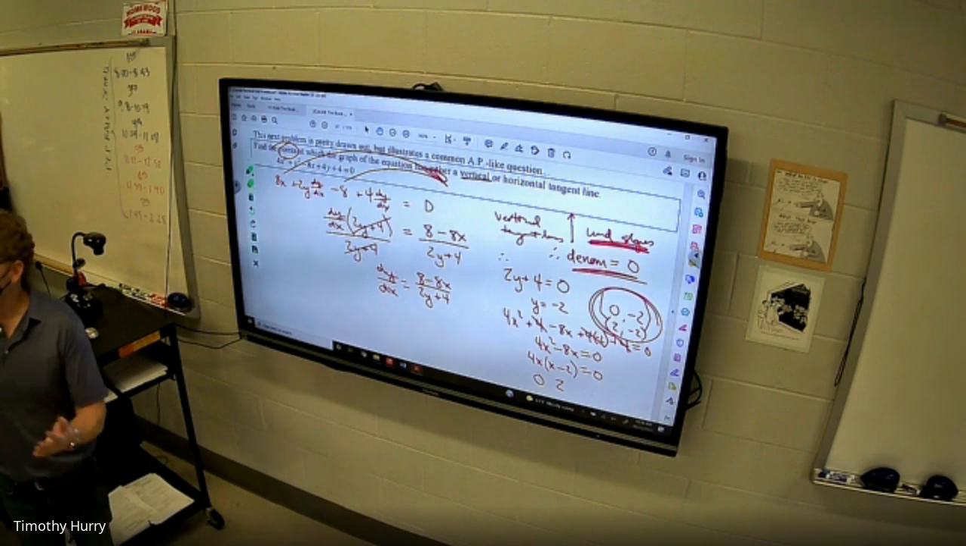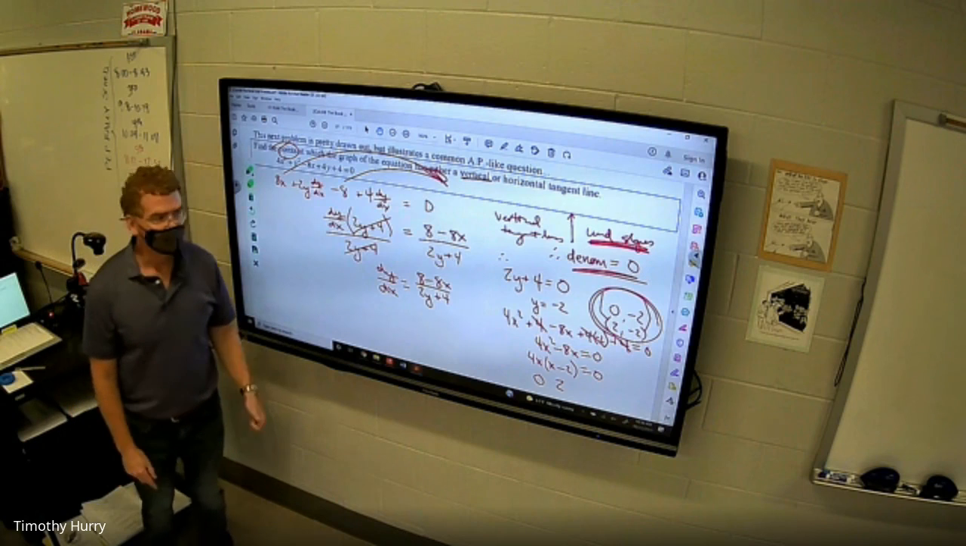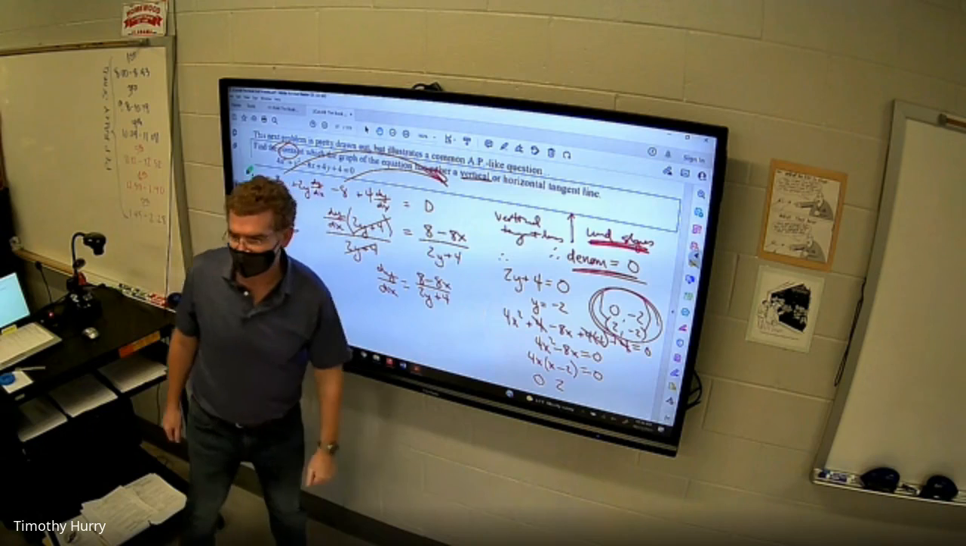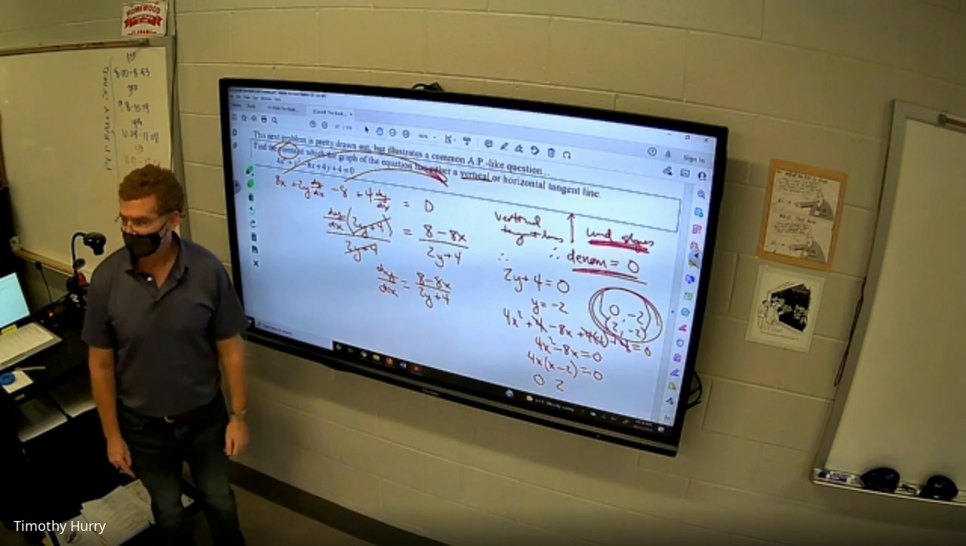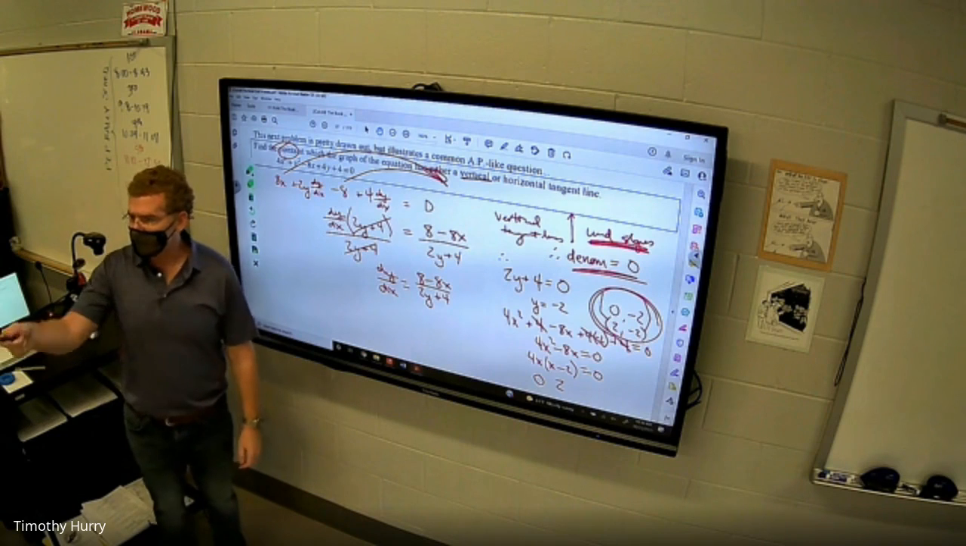What would I do differently to find horizontal tangent lines? Take the numerator. So I take the 8 minus 8x and set it equal to 0. Y'all seeing that? The bell's about to ring, so do what you can.